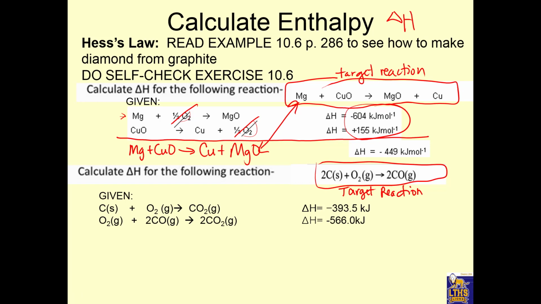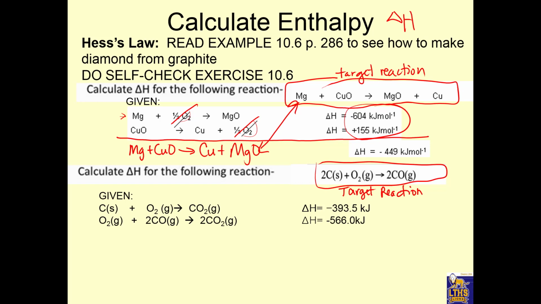So if I look here, I have C on the left and O2 on the left. That looks good because that's what happens here. And I get CO2 on the right. Over here, I get CO. So this CO2 is not part of what I want. If I look at the second reaction, O2 on the left and CO on the left, but then it gives me 2 CO2 on the right. Since this target reaction has no carbon dioxide in it whatsoever, I'm going to have to make sure when I add these together that carbon dioxide cancels out.